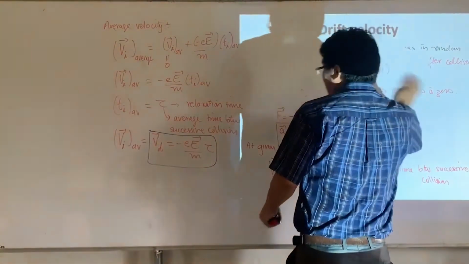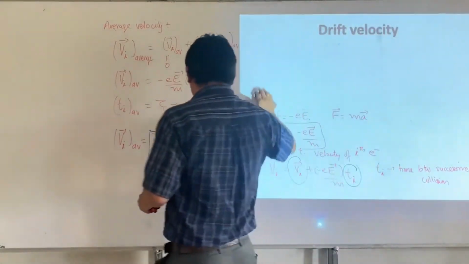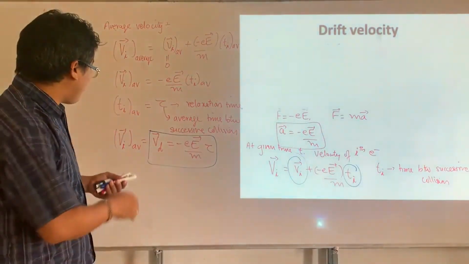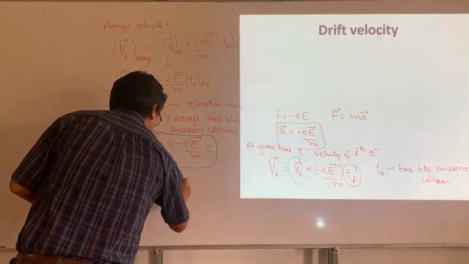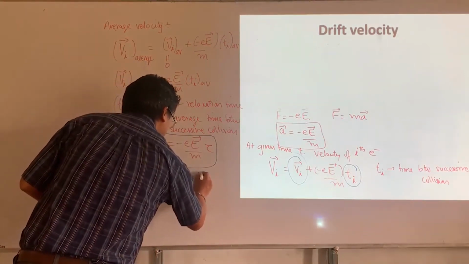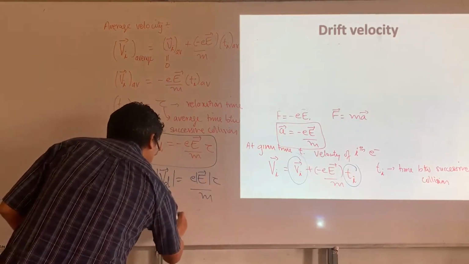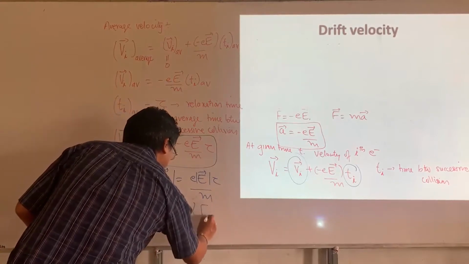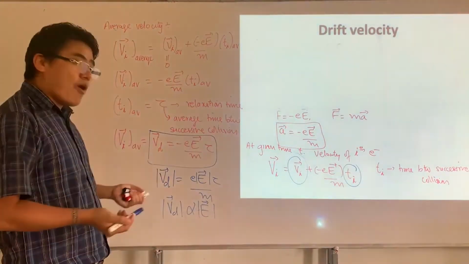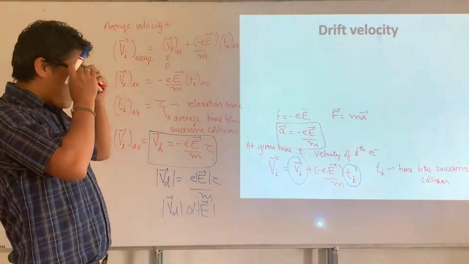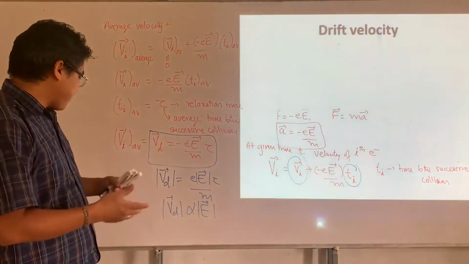Look here. When I say drift velocity, this drift velocity is proportional to what? I put the modulus so that we get a scalar quantity from a vector quantity. This drift velocity is proportional to the electric field. If I apply more electric field, drift velocity is going to be more. If I apply less electric field, drift velocity is going to be less. This is how I relate drift velocity and electric field.